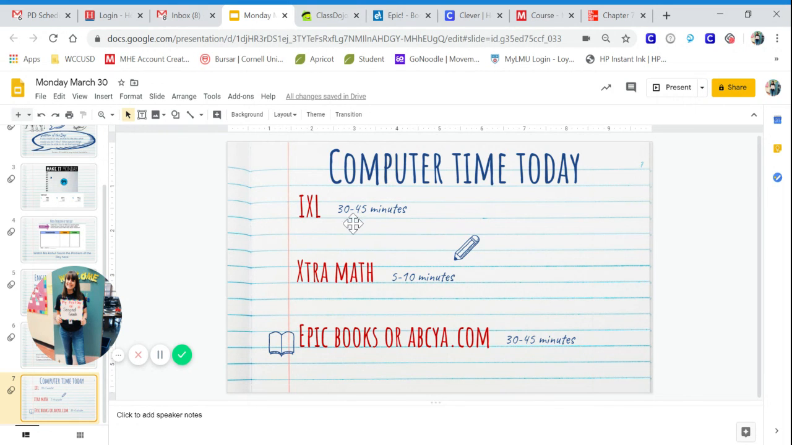Parents, I don't think students should be on IXL or Extra Math or Epic. Today we're not doing Prodigy. I don't think they should be on it for more than an hour and a half. I think that's too much. I think I would rather them be reading, but it is your decision. It's the parents' decision of how long, but this is just a kind of guess for you guys, okay?